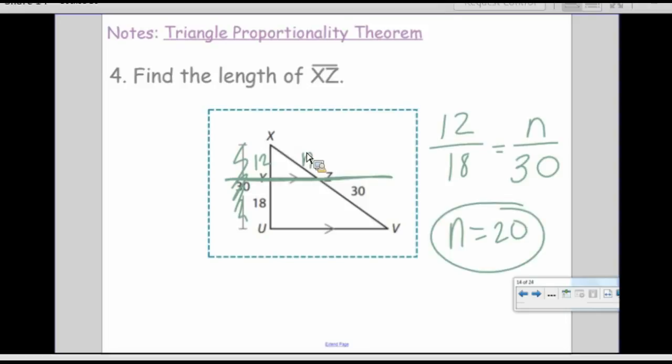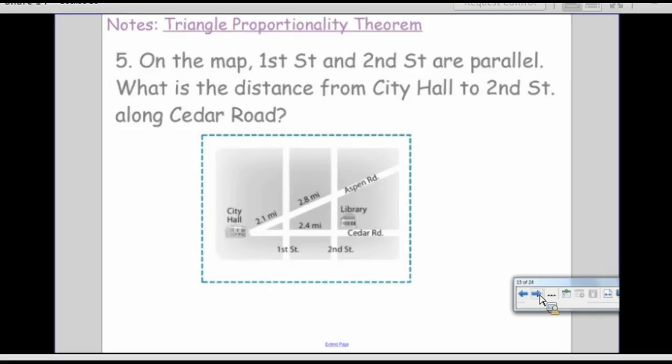So, yeah, look at your picture. 12 is less than 18, so this one's going to have to be less than 30. Okay. Ooh, real world problem. Watch out. On the map, 1st Street and 2nd Street are parallel. What is the distance from City Hall to 2nd Street along Cedar Road?